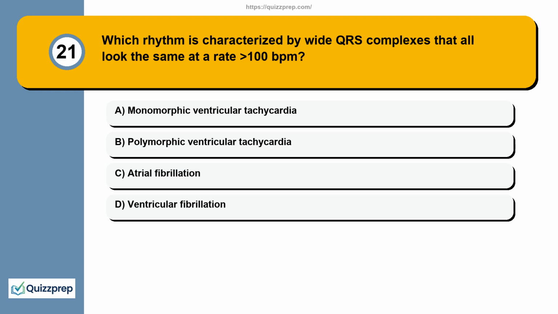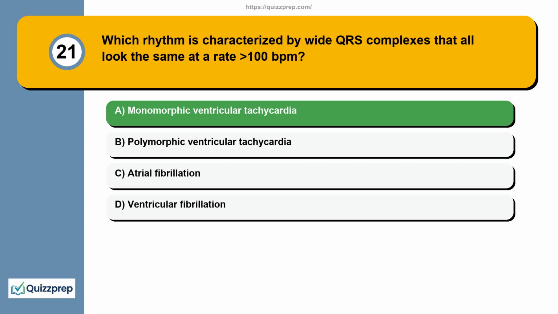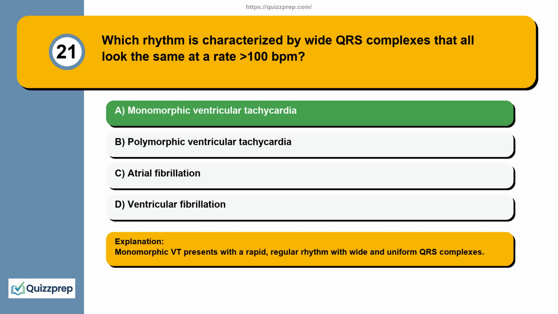Question 21. Which rhythm is characterized by wide QRS complexes that all look the same at a rate greater than 100 bpm? Monomorphic ventricular tachycardia, polymorphic ventricular tachycardia, atrial fibrillation, ventricular fibrillation. Monomorphic VT presents with a rapid, regular rhythm with wide and uniform QRS complexes.